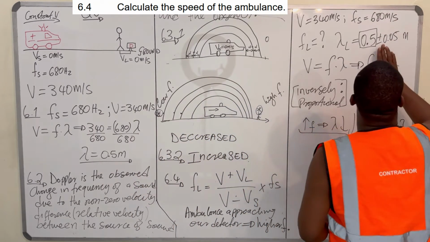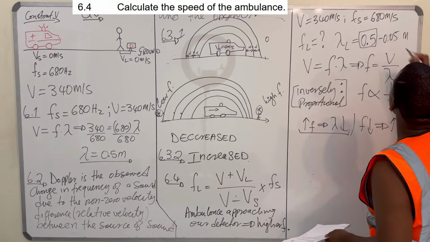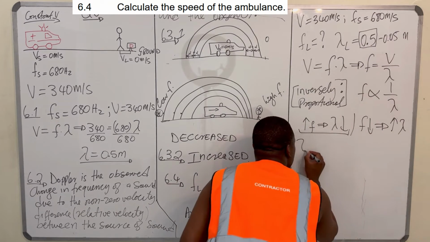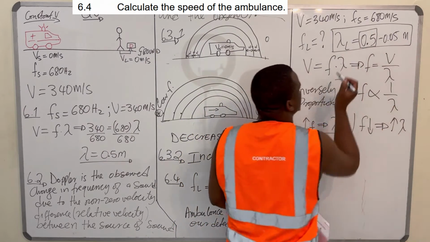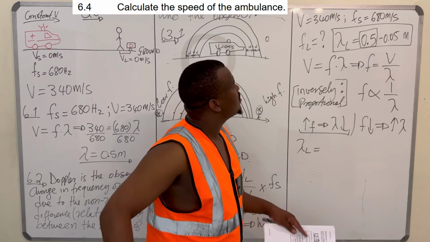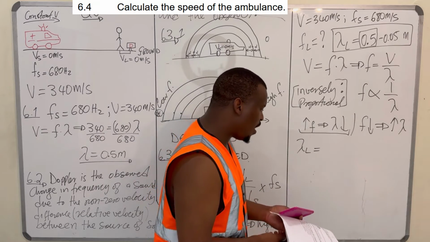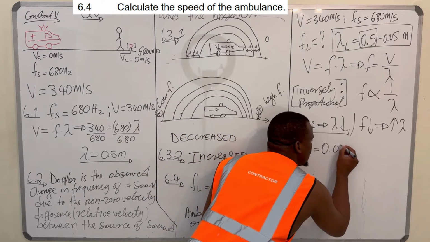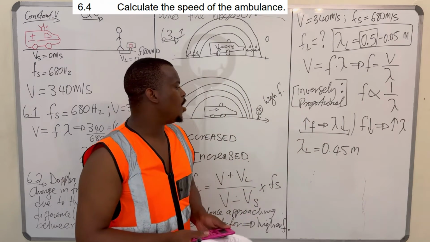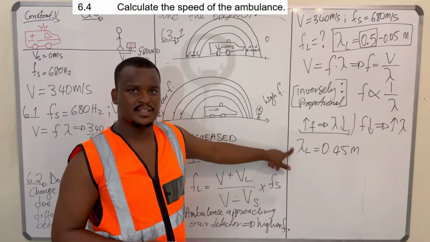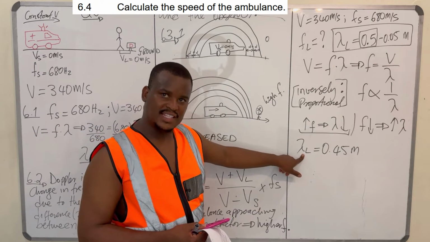So in that case, our wavelength is equal to 0.5 minus 0.05. So the wavelength of our listener now is equal to the answer to this. So what do we say? We say 0.5 minus 0.05. So the new wavelength is equal to 0.45 meters. That is the new wavelength of the observed frequency when the ambulance is moving towards our friend. We'll observe this wavelength.